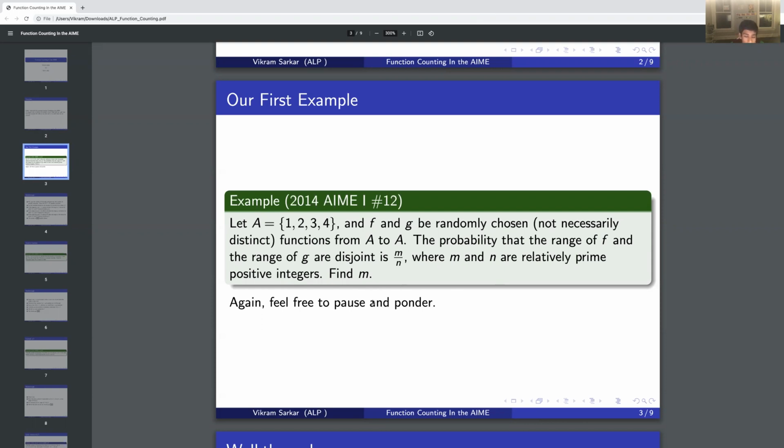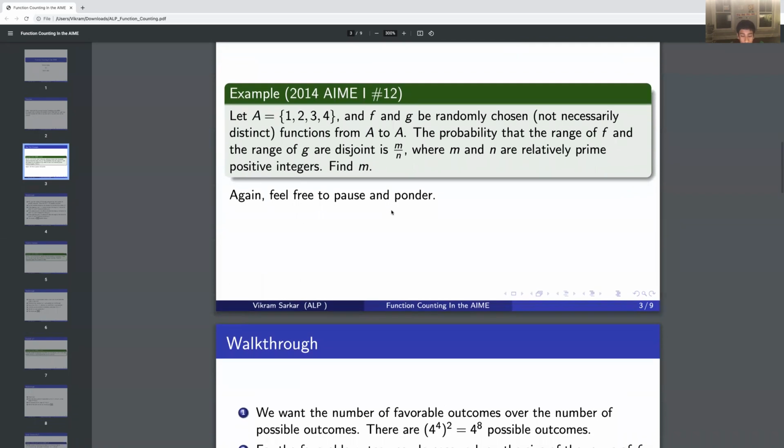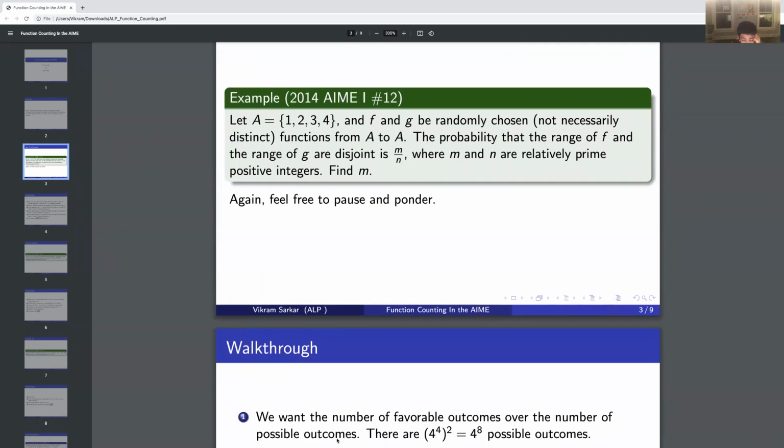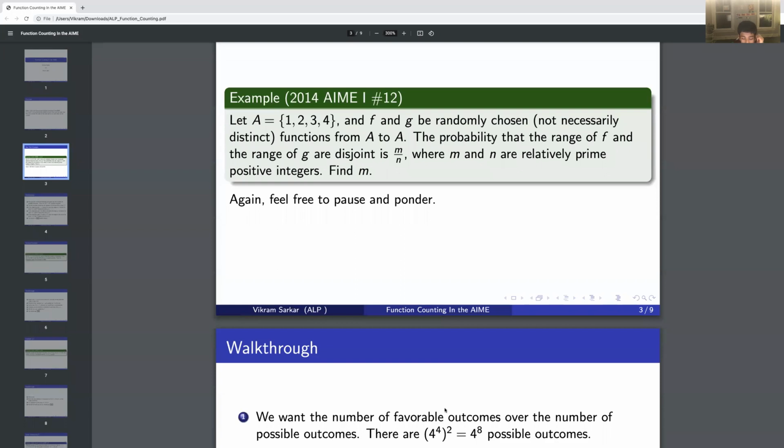So I'm assuming that you're done pausing and pondering, and I'll go through the walkthrough. So what is probability? We want the number of favorable outcomes over the number of possible outcomes. There are 4 to the power of 4 squared, which equals 4 to the 8, possible outcomes. The possible outcomes are like choosing F and G, just like choosing random functions, and they go from {1, 2, 3, 4} to {1, 2, 3, 4}.